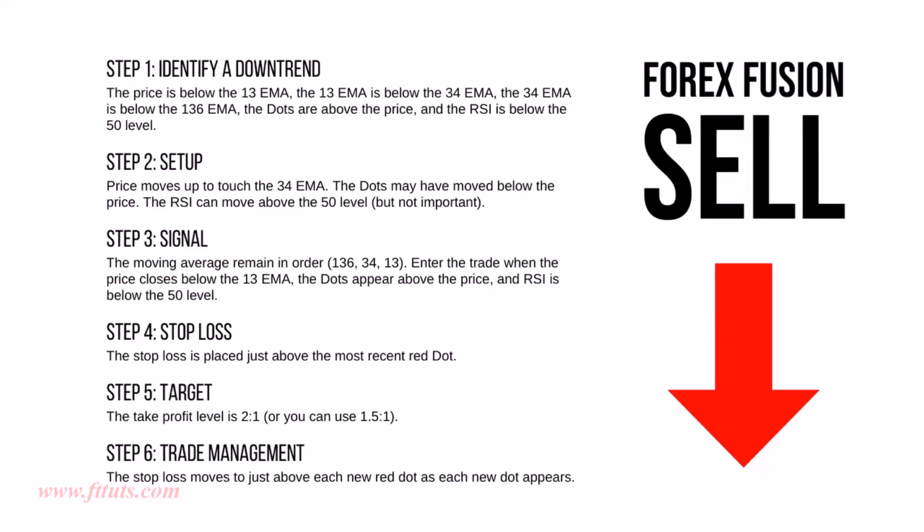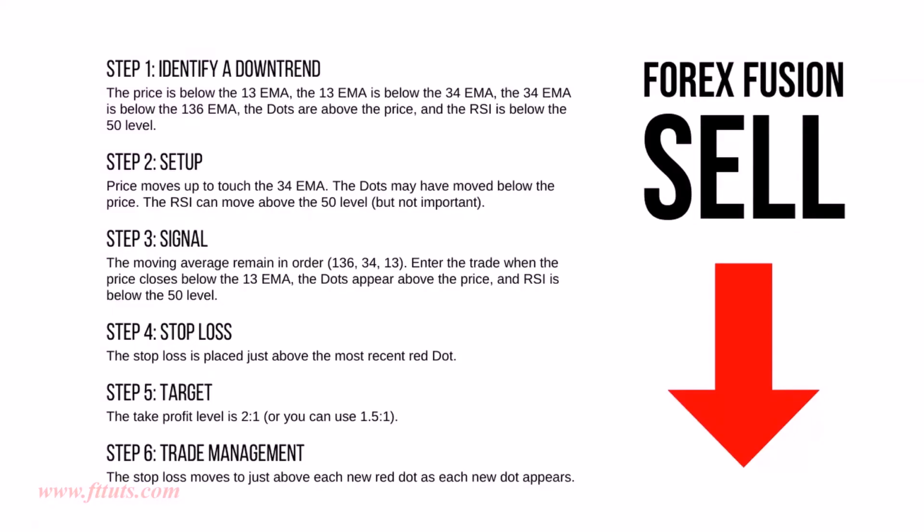Then we get the setup. So the setup is when the price pulls back to touch the 34 EMA. And again, the RSI may change sides and the dots may change sides, but it's not important that they do. The signal for this is when the price moves back down and closes below the 13 EMA, the dots switch back to the red dots across the top of the price, and the RSI moves below the 50.